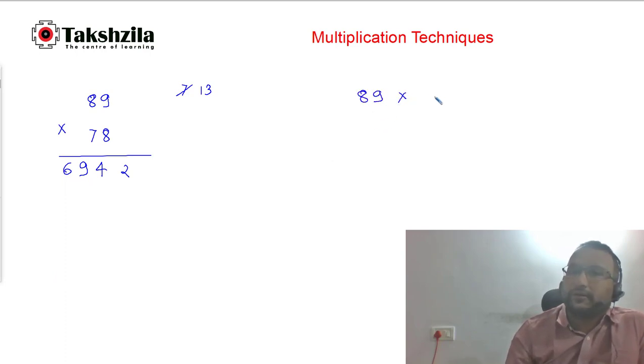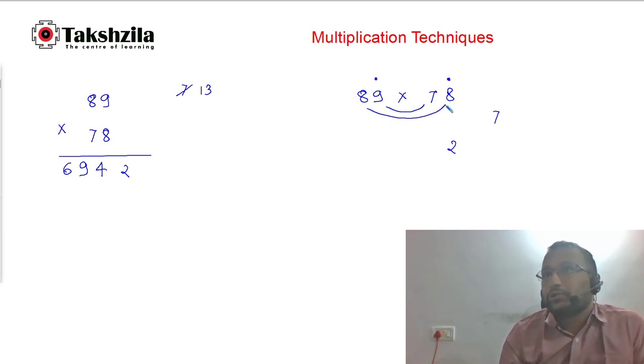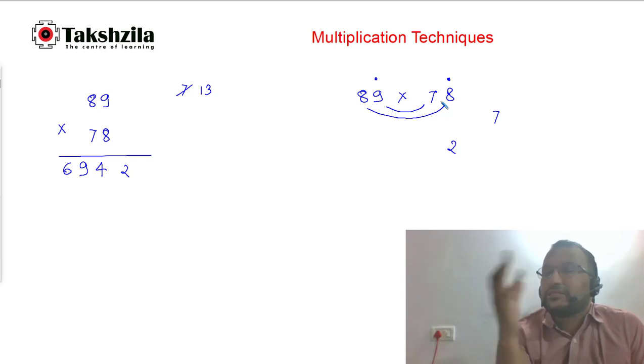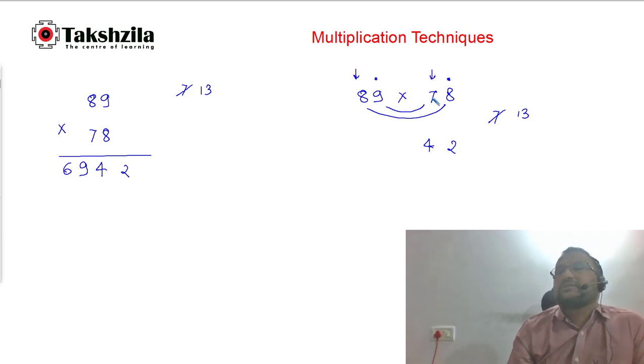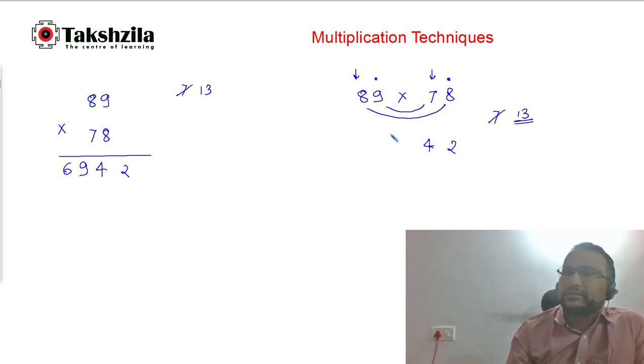Now let's do it horizontally as well. 89 into 78. So first of all, unit digit into unit digit. 9 into 8, 72. Write only unit digit. 7 will become carry. 9 7s are 63. 8 8s are 64. Make sure you do this addition orally. 64 plus 3, 67 plus 60, 127 plus 7, 134. After that, tens digit into tens digit. 8 7s are 56 plus 3, 59 plus 10, 69.